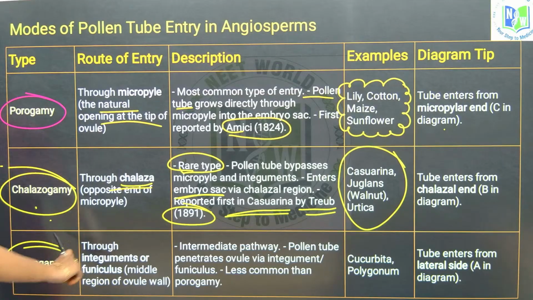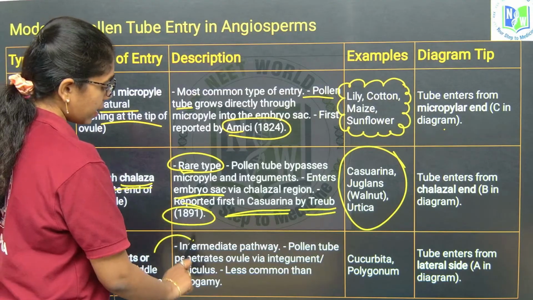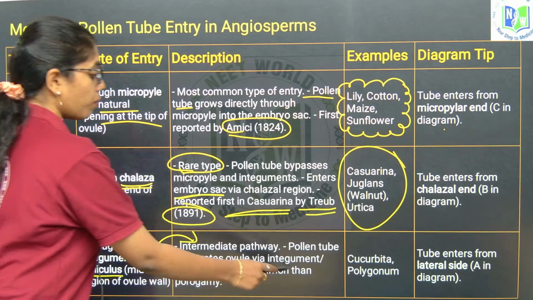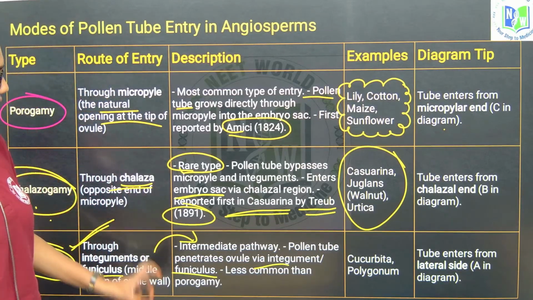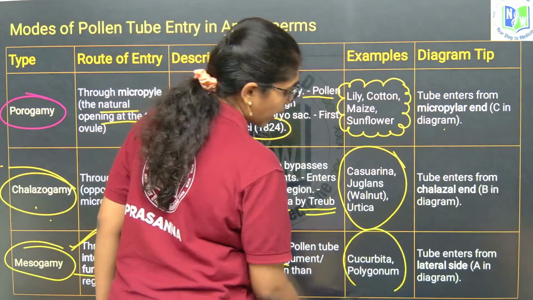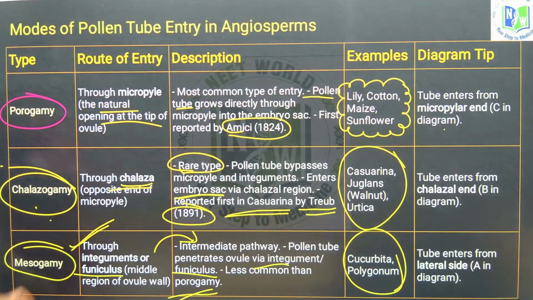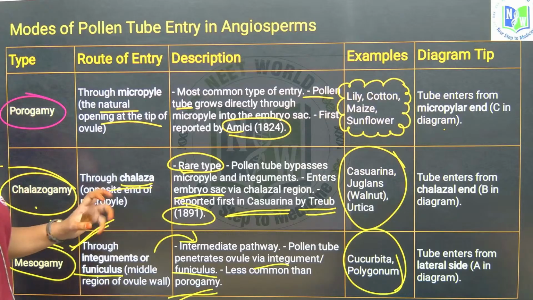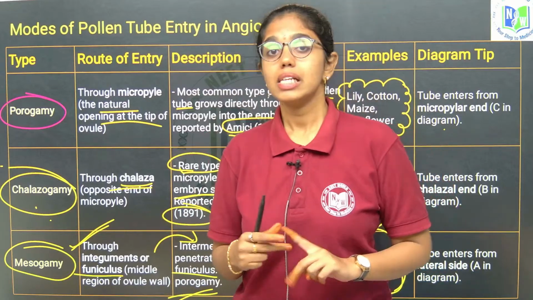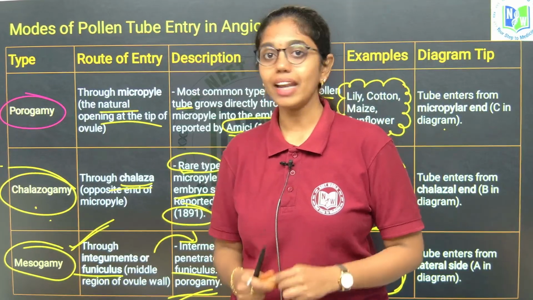Next, the last type is mesogamy, where the pollen tube enters through the integuments or funiculus, that is the middle region of the ovule wall. Description: this is the intermediate pathway, the pollen tube penetrates the ovule via integuments or funiculus. This is less common than porogamy. Examples include Cucurbita and Polygonum. These are the examples for mesogamy. So, with this we have recalled two concepts. One is phytohormones, that is gibberellins. Second is pollen tube entry into the ovule in angiosperms.